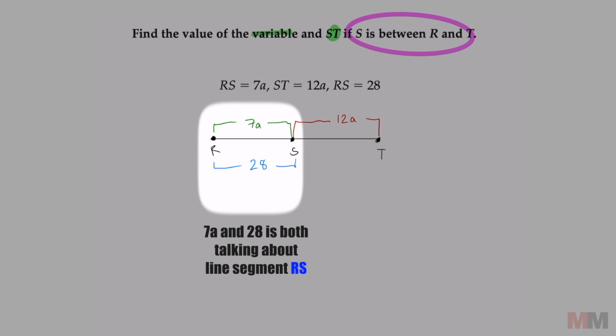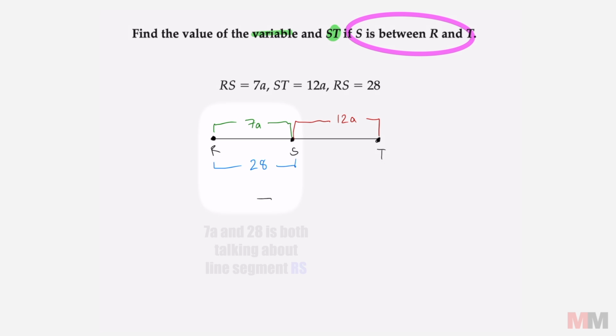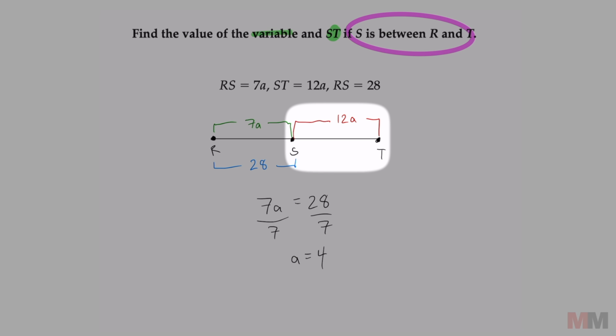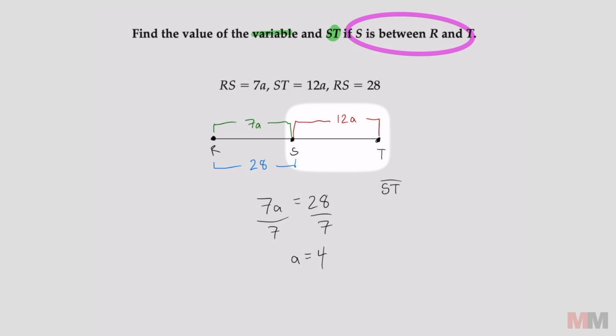Just focus on that, and since both of these pieces of information are talking about RS, we can say that 7A equals 28, and from here it is just a single step equation. Solve for A by dividing by 7, and we get A equals 4. So now we have the variable. Next, we have to find the measure of ST, and this says that ST has an expression of 12A. So to find ST, which had an original expression of 12A, we just substitute A as 4, because that is what that says. So ST will equal 48.